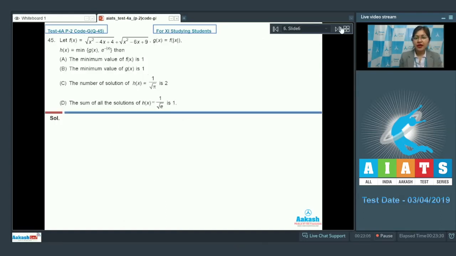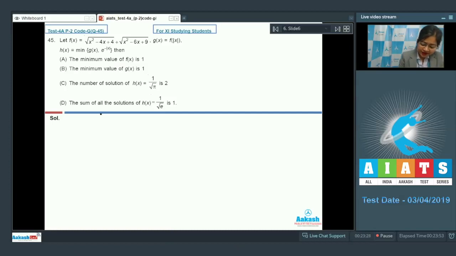Next is question number 45, which says that let f(x) is equal to under root x square minus 4x plus 4 plus under root of x square minus 6x plus 9, and g(x) is equal to f of mod x. h(x) is equal to the minimum of g(x) comma e raised to the power minus mod x. Then we have to find the minimum value of f(x), g(x), and so on.